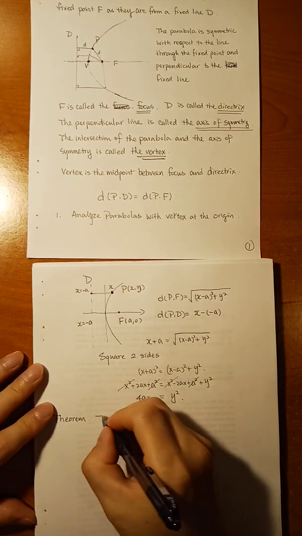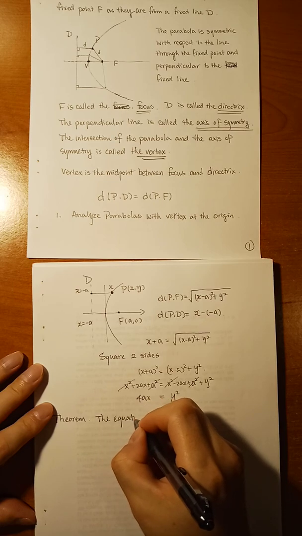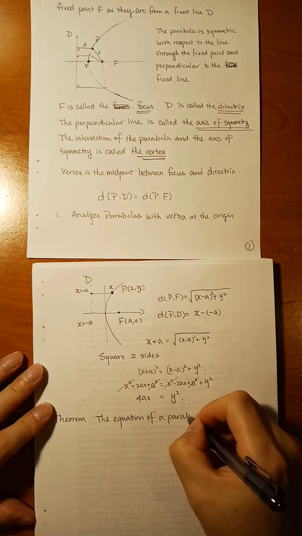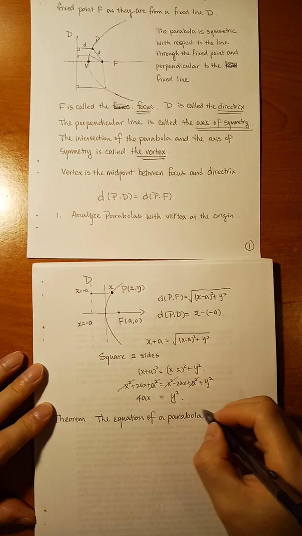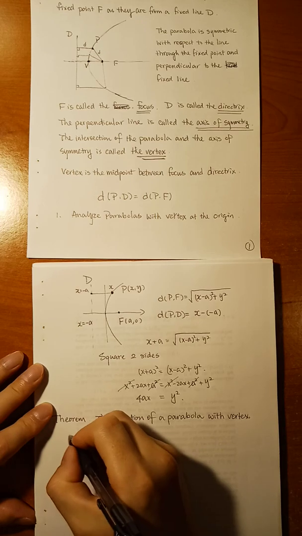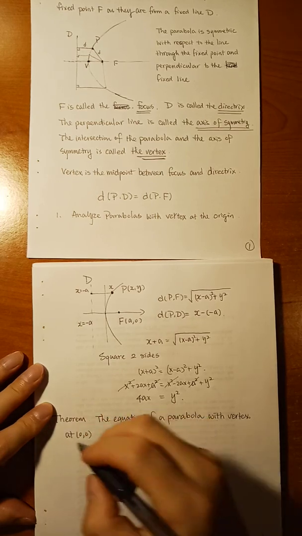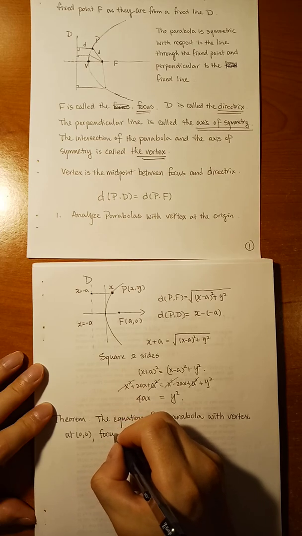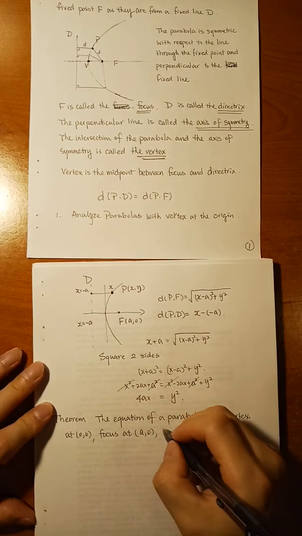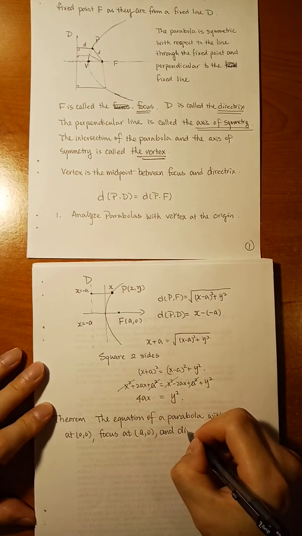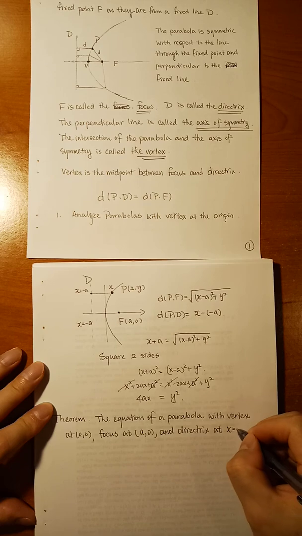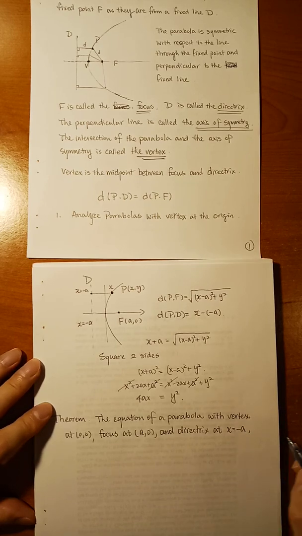Okay, so the equation of a parabola with vertex at (0, 0), focus at (a, 0), and the directrix at x equal to negative a. a is positive, so be careful.